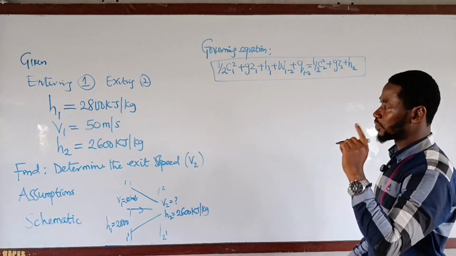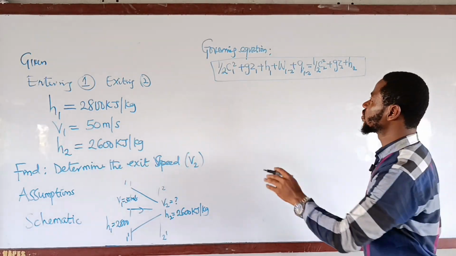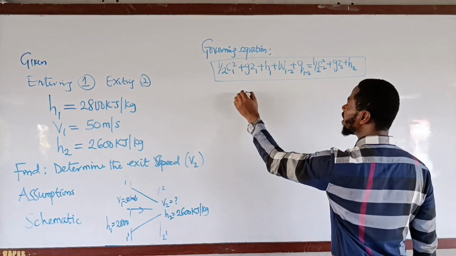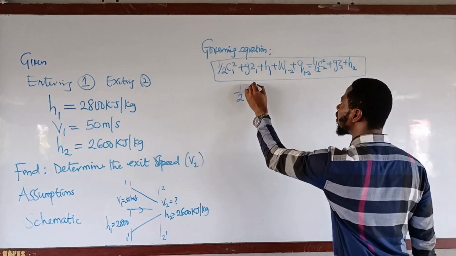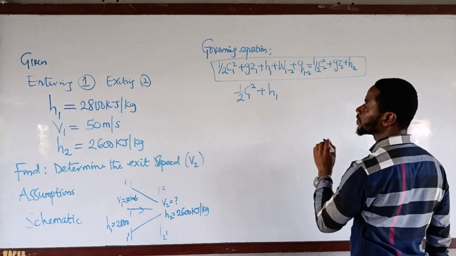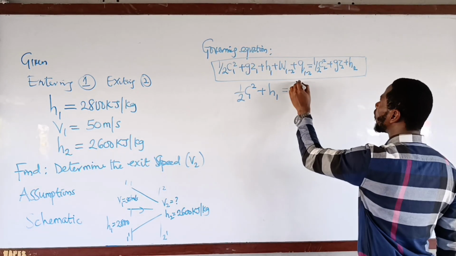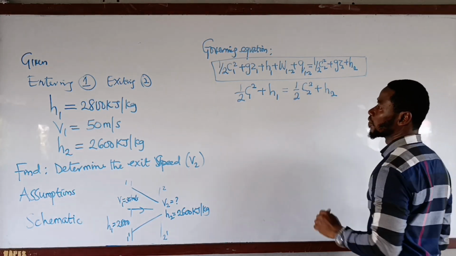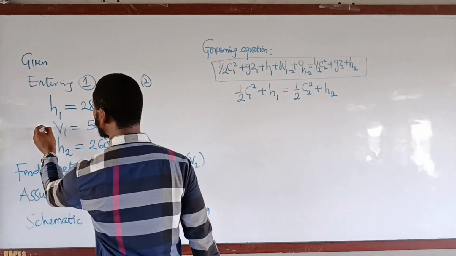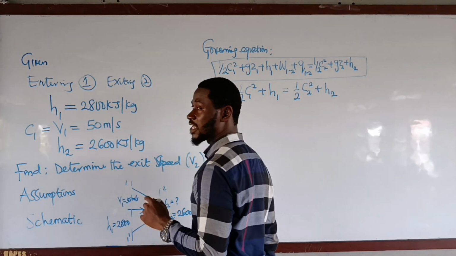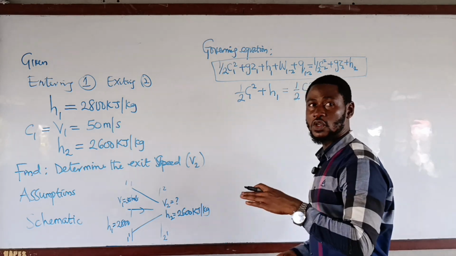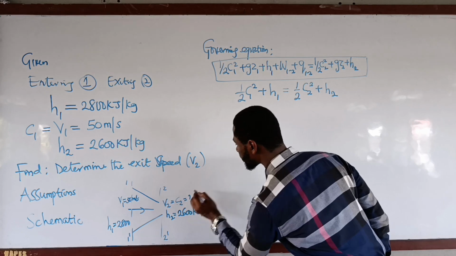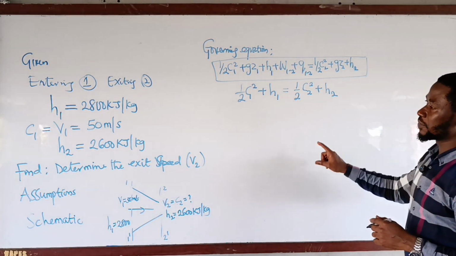Then following step 3, we are asked to disregard potential energy, the work transfer, and the heat transfer. So the equation becomes 1/2 C1 squared plus H1 equals 1/2 C2 squared plus H2. Note, V1 in this case is also the same thing as C1. Wherever you see V1, I might be mistakenly using V1 for C1, which is also the same thing as C2. So we are asked to determine V2.